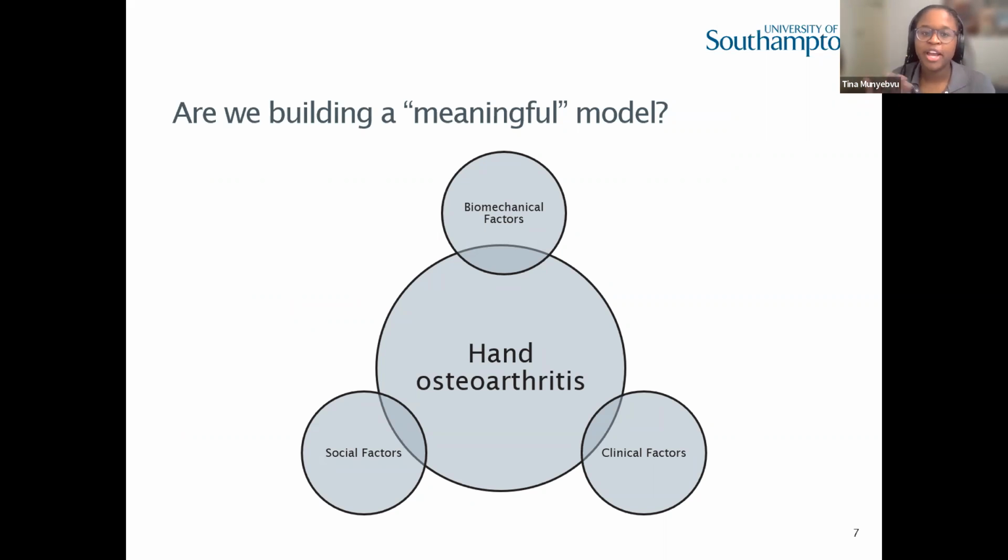However, as we know, hand osteoarthritis is a complex research area where the biomechanical factors can impact the social factors, such as an individual's lifestyle. Those same factors can impact the biomechanical analysis being done by the engineers. Therefore, there is almost a need or a scope for taking a broader approach so that us as engineers can involve people with the expertise that we may live without.